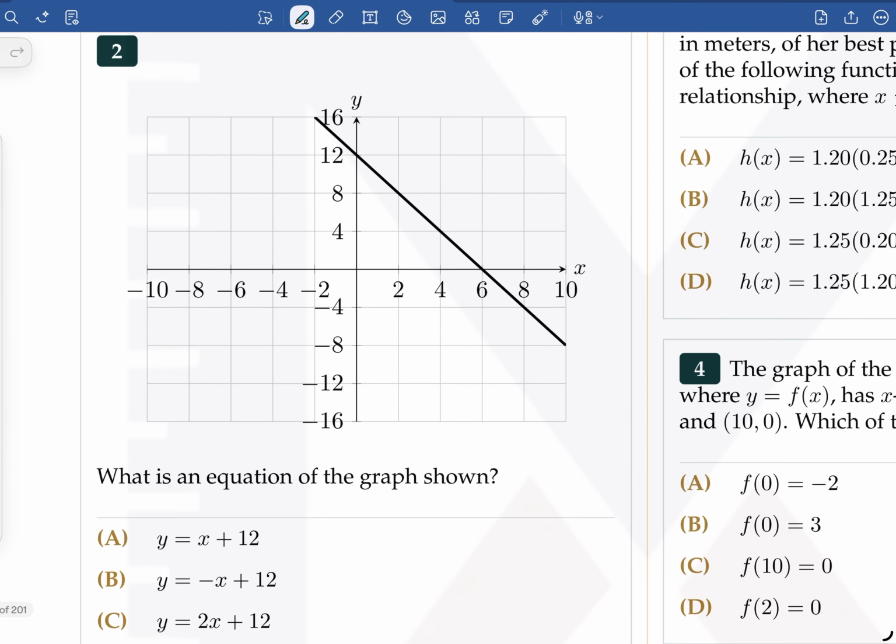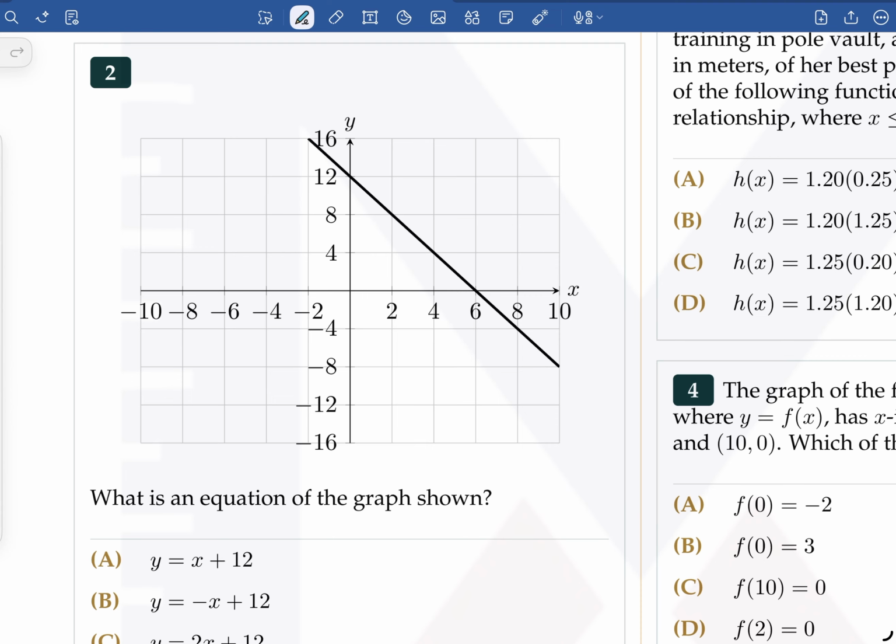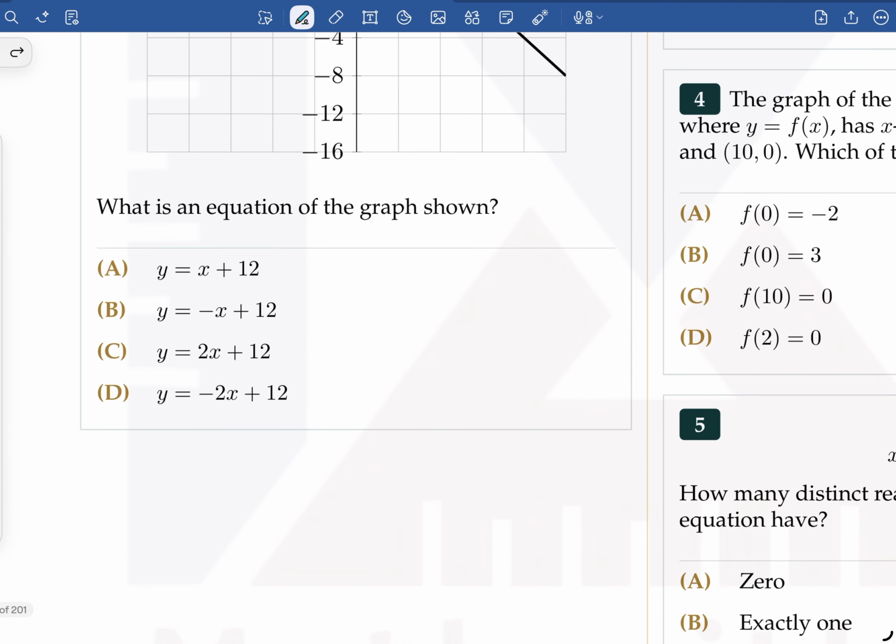Second question, we have this diagram. What is the equation of the graph shown? To know that, you need to recognize the direction of the line. This is a linear function with a decreasing direction. I mean, if you come from left to right, you find the line moving down, which means the slope is negative. So we can exclude A or C because the slope is the number that's multiplied by x, like here 2, like here 1. These are positive numbers. We are searching for a negative number.